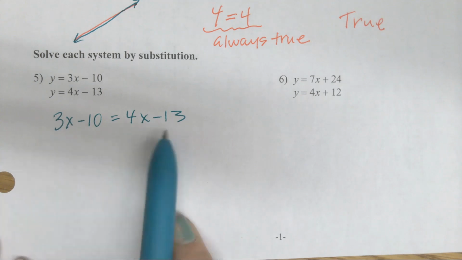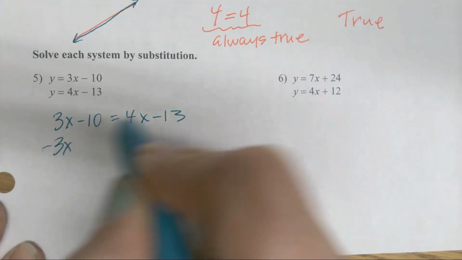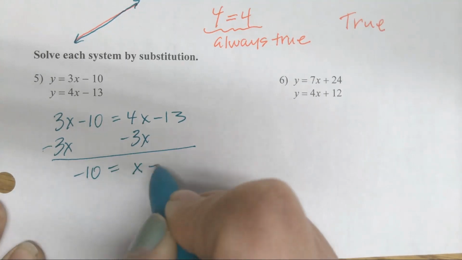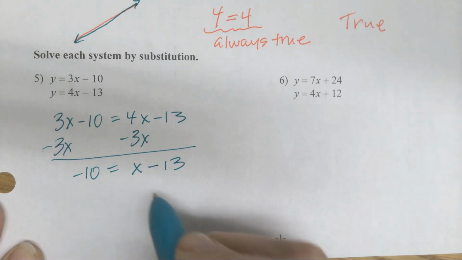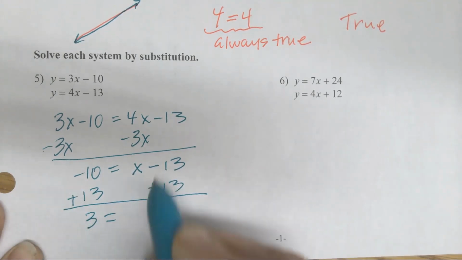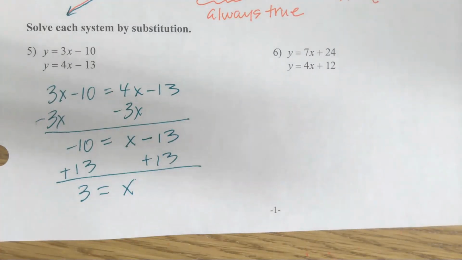So remember when we were doing these variables on both sides, what do? Get all variables on one side, all non-variables on the other. So let's start. Minus 3x, minus 3x. Add 13, add 13. This one was nice because I came down to 1x, so I don't have to do any dividing. That means x is 3.